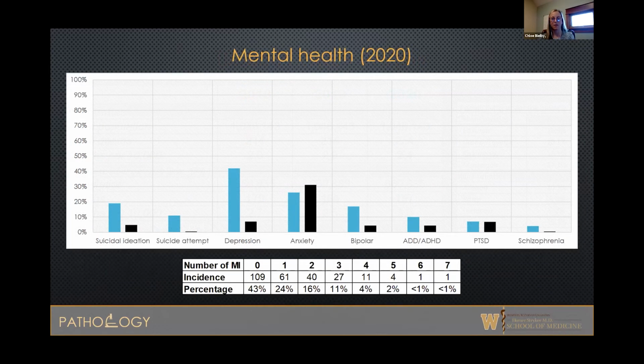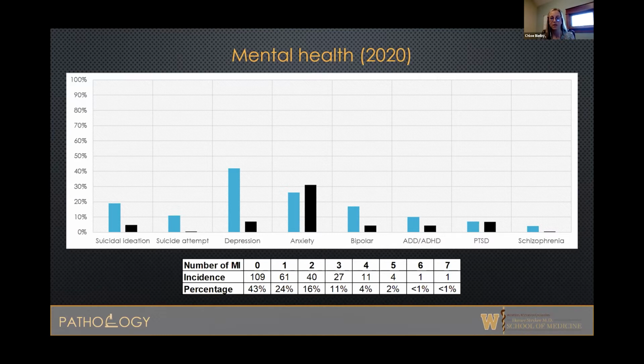So, mental health. Before I get onto that, the next 3 slides are just from 2020, just so we're aware. Mental health is super important during the pandemic. It was really scary at the beginning, and especially for the mental health professionals. The blue tabs indicate the data from 2020 from our office for the decedents, and the black bars represent the general population.